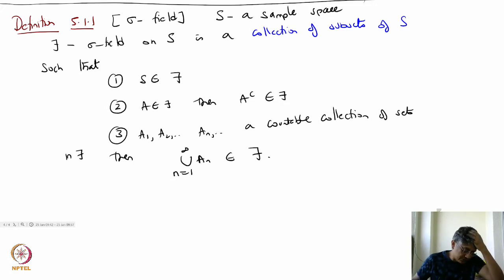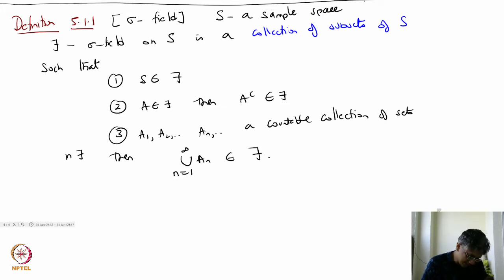So these are three rules. I have the whole set S in it. If an event or a subset A is in F, I want its complement also to be there. And if I have a countable sequence of events, I don't require disjoint. Any countable sequence, I want the union to be in my collection F.